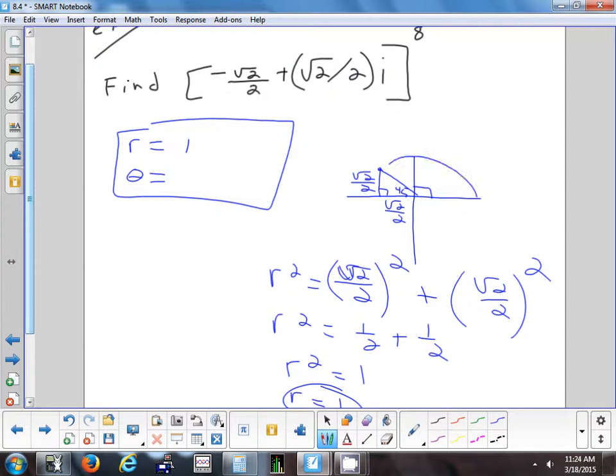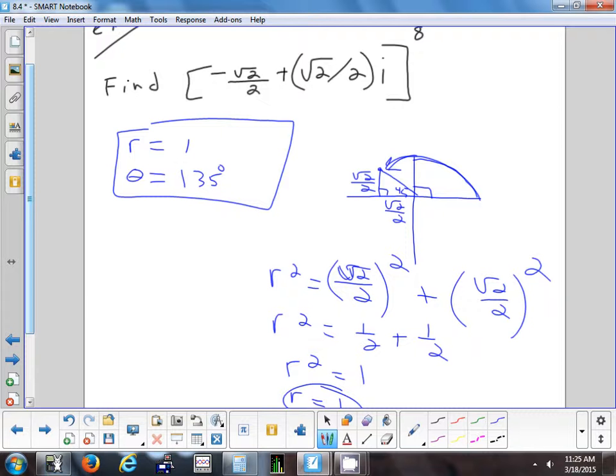So now the question is, what is the angle from there to there? How many degrees would that be? Emily? I don't know. Well, how many degrees from there to there? 90. 90? And then how about from there to there? Oh, 45. 45. So altogether? 135. 135.